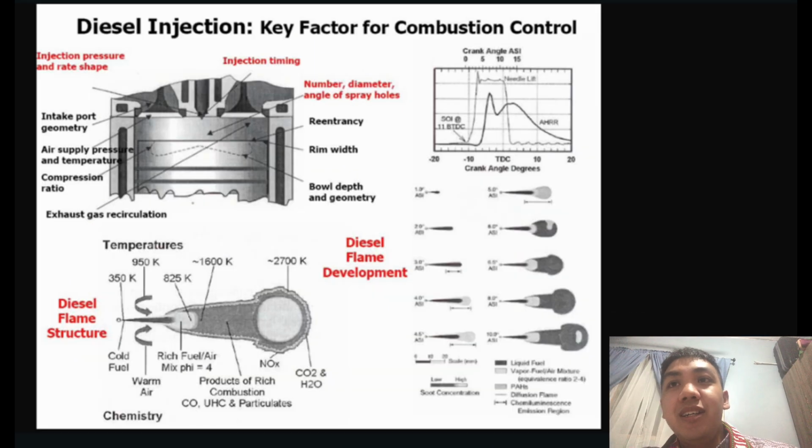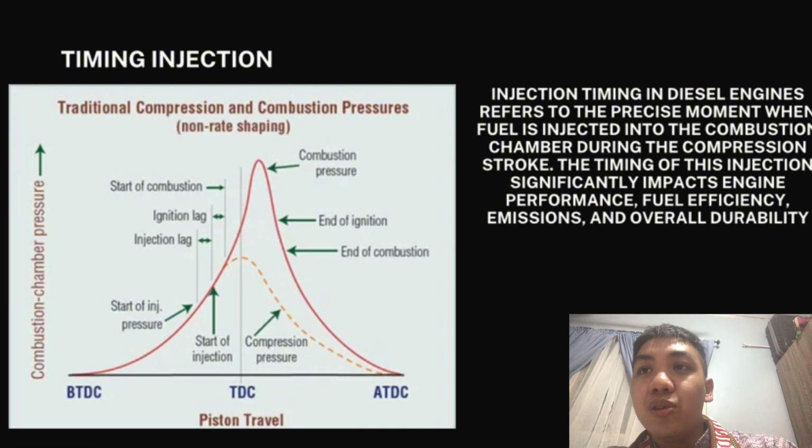There are other factors for the combustion control for diesel injection, which are injection pressure and rate shape, injection timing, number and diameter of spray holes and spray angle, diesel flame development, and also the diesel flame structure. The injection timing is also crucial, because injection timing in a diesel engine refers to the precise moment when the fuel is injected into the combustion chamber during the compression stroke. The timing of the injection significantly impacts engine performance, fuel efficiency, emissions, and also overall durability.